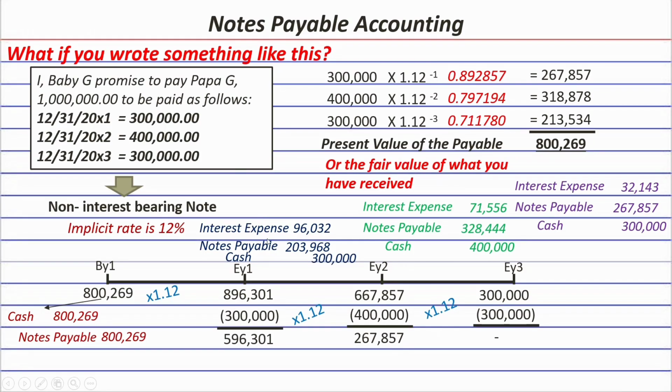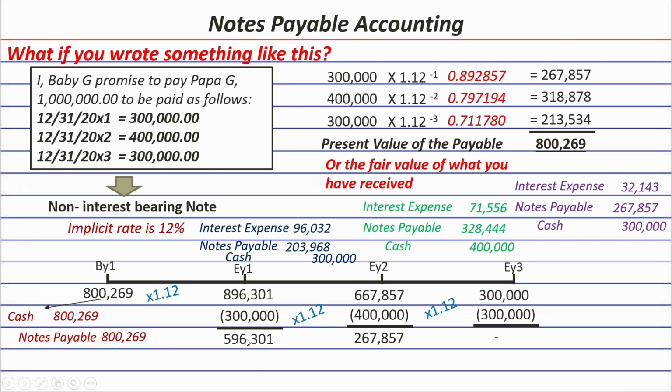Now, what's next? What's next is related to the presentation of these balances here. Whether the whole balance will be reflected 100% to current liabilities or 100% to non-current liabilities, or are we going to split the balance to current portions and non-current portions? Like, for example, at the end of year one, we have 596,301. Are we going to present it in the financial statements as non-current, or as wholly current liabilities? Or are we going to split this?